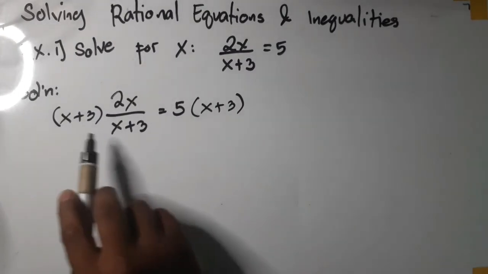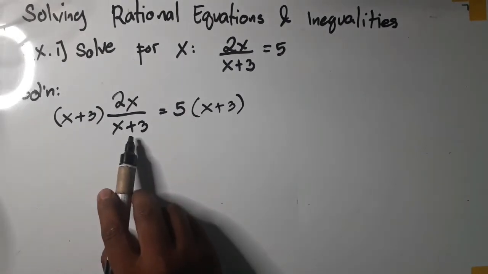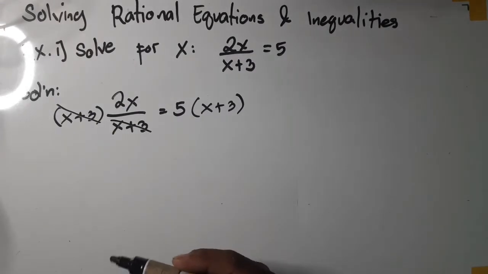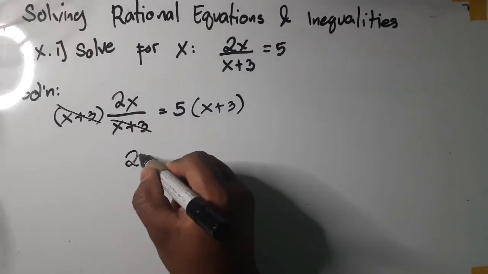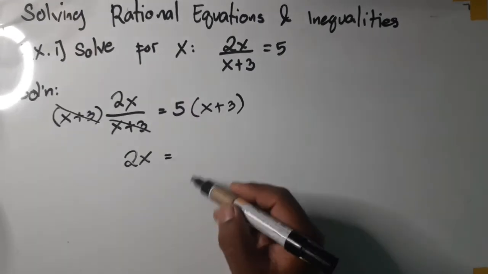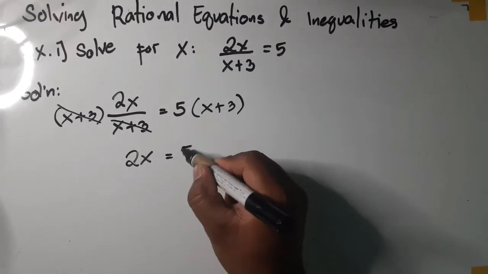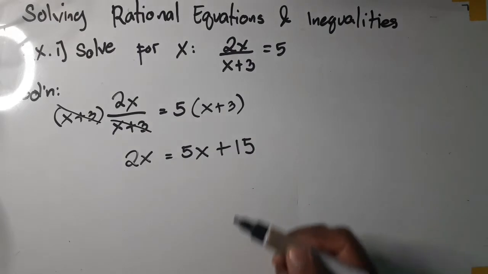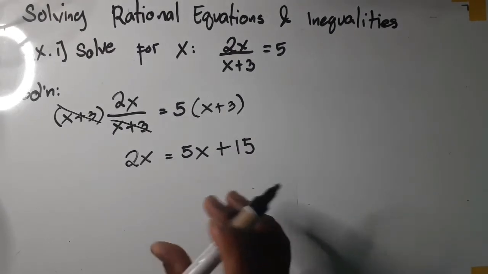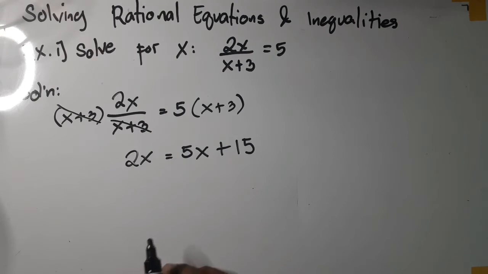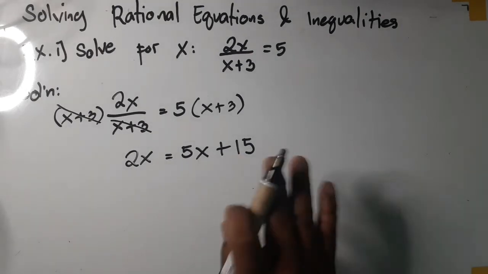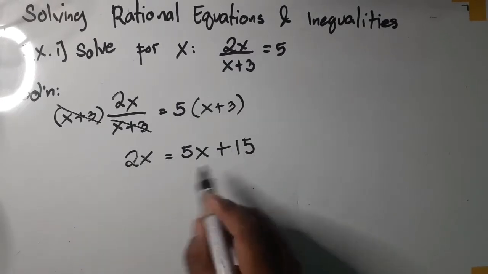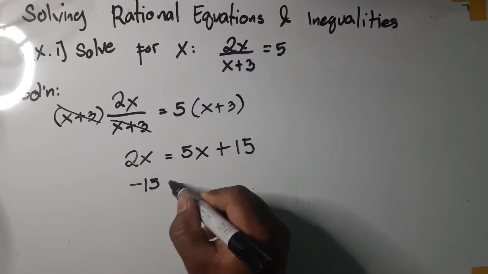On the left side, x plus 3 divided by x plus 3 is simply equal to 1, and you already know that any number multiplied by 1 is equal to itself. So what remains on the left side is 2x. For the right side, you have 5 times x is 5x, and 5 times 3 is 15. Now combine like terms. Put all the variables on the right side, and the terms without variables on the left side. So for 15, it goes to the left side: from positive 15, that becomes negative 15.